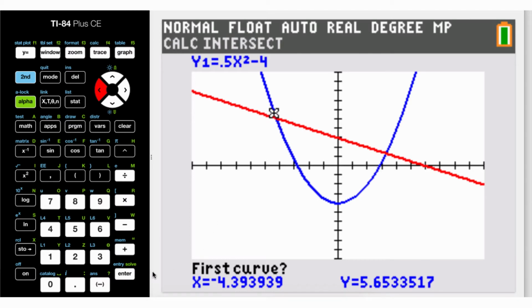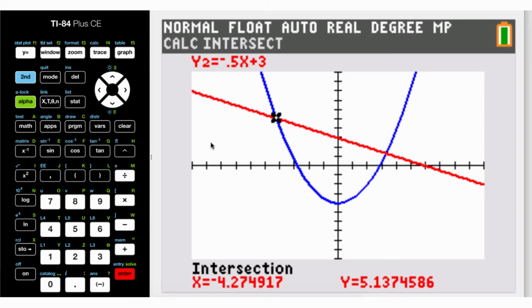It asks us, are we on our first curve? So I'm going to hit enter because we were on our blue graph. Now I'm on the red graph, so I'm going to hit enter. Takes a guess, but we don't have to. We can just hit enter one more time. So our first intersection point happens at negative 4.27 and 5.14 if we were to do a little rounding there.